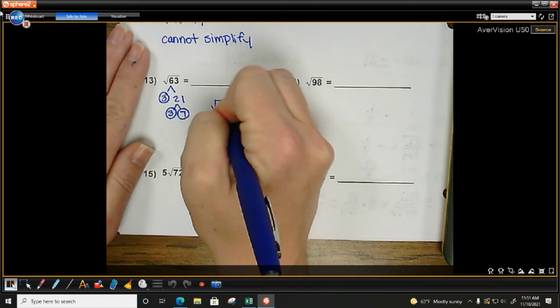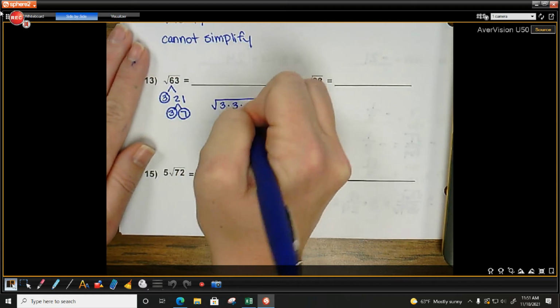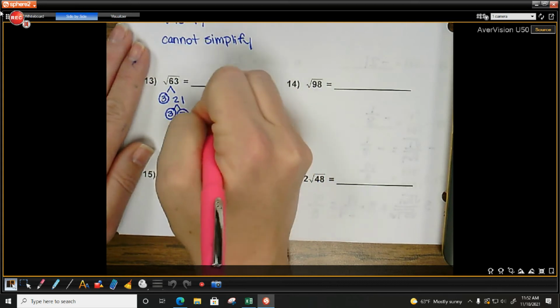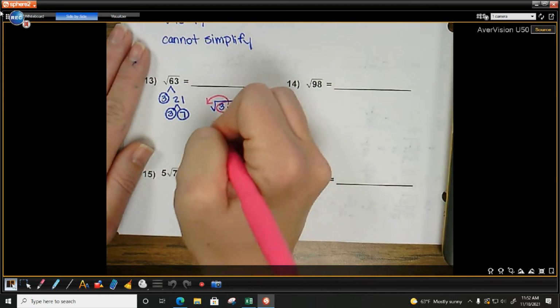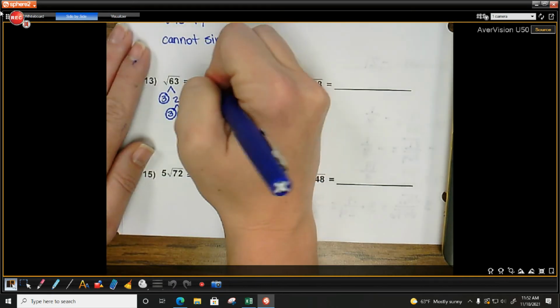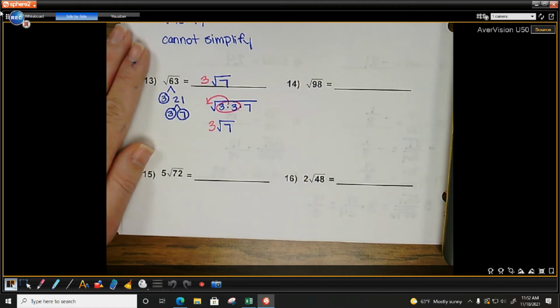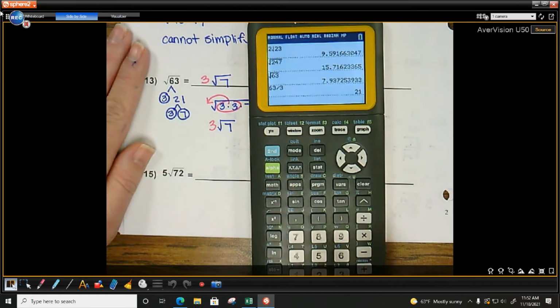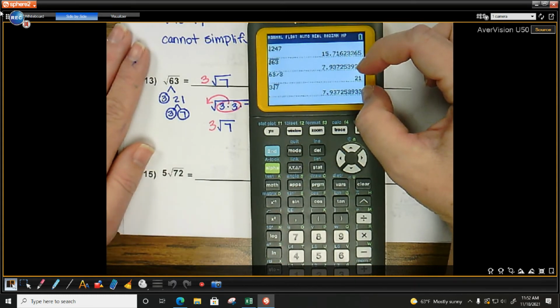Square root of 3 times 7. Do I have a pair? Yes. How many go outside? Just one, the other's gone. What's left inside? The 7. So 3 square root 7. What should we do now? Type it in our calculator and make sure it matches the square root of 63. Do those decimals match? Yes, we did it correctly. Good?